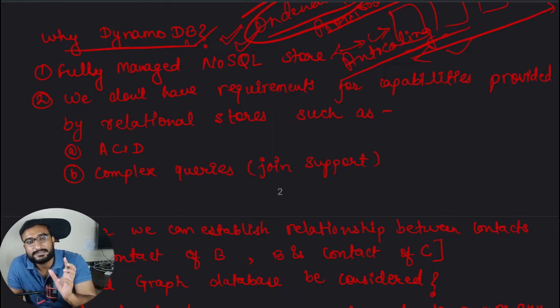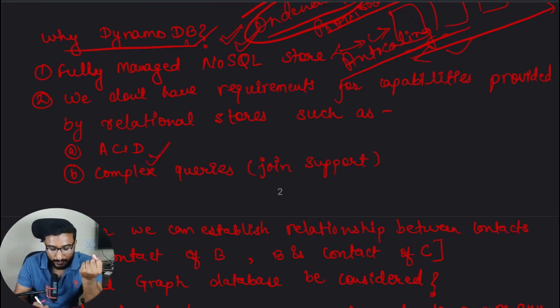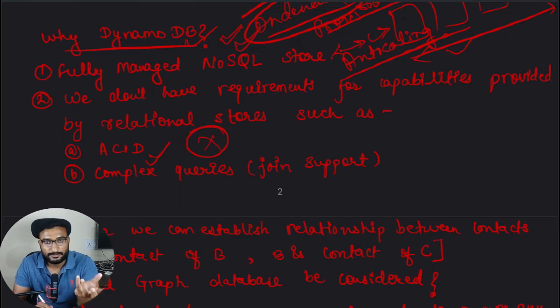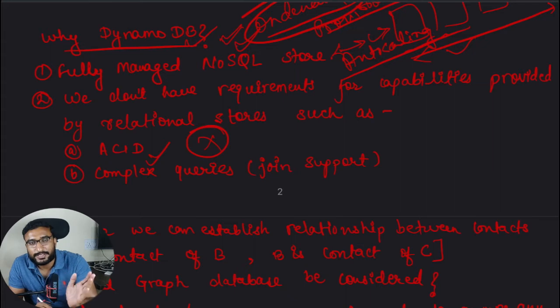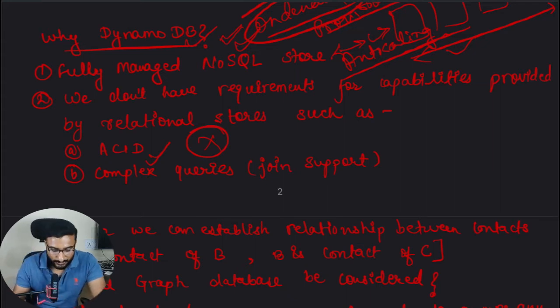There are some certain functionalities or some specific kind of support which is provided by SQL data store. Do we have that kind of requirement? So first requirement could be: do we want support for ACID? No, we don't want support for ACID. We are good with eventual consistency, we don't want strong transaction support, that's all. So these points don't hold for us.